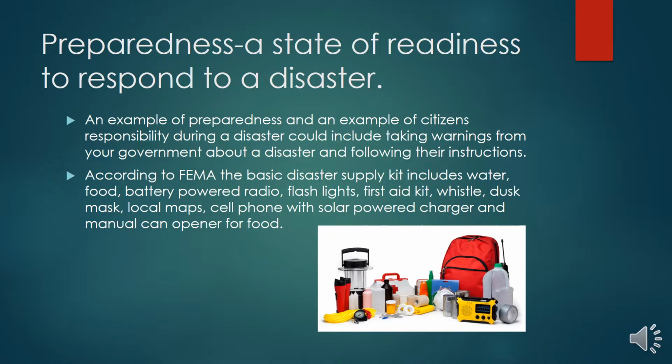According to FEMA, the basic disaster supply kit includes water, food, a battery-powered radio, flashlights, a first aid kit, a whistle, dust masks, local maps, a cell phone with a solar-powered charger, and a manual can opener for food. Following instructions and being prepared for what disaster is about to strike is another action citizens can take, and having a disaster supply kit will only help you in a time of disaster.